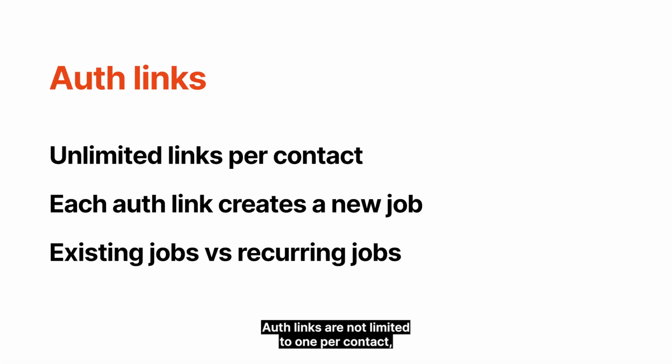Auth links are not limited to one per contact, so if you ever had an issue with an existing link, you can always create a new link. Just note that every new booking for each auth link on a recurring job will create a new Simpro job. If required, you can use the existing job type option instead of the recurring job type option if you want customers to update existing jobs.